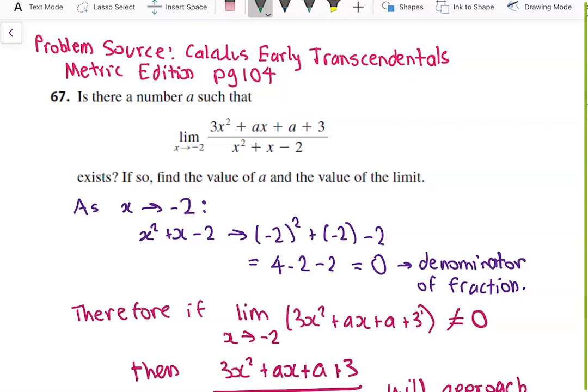The first thing we can observe is that as x approaches -2, the value of x squared plus x minus 2 will approach -2 squared plus -2 minus 2. And this gives us 4 minus 2 minus 2, which is 0. So this is the denominator of this fraction here.